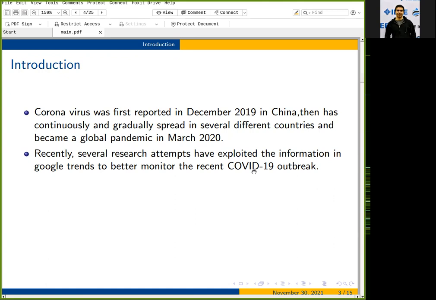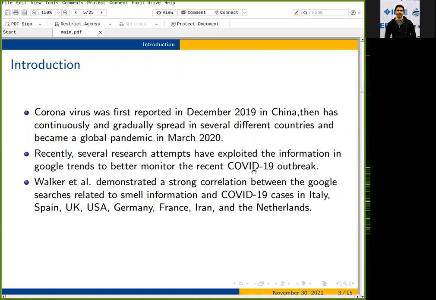So the idea is to see the trends in Google, like people searching for expressions like fever, cough, and many other keywords related to COVID-19, and see how this is correlated or uncorrelated with the reported cases in Saudi Arabia.